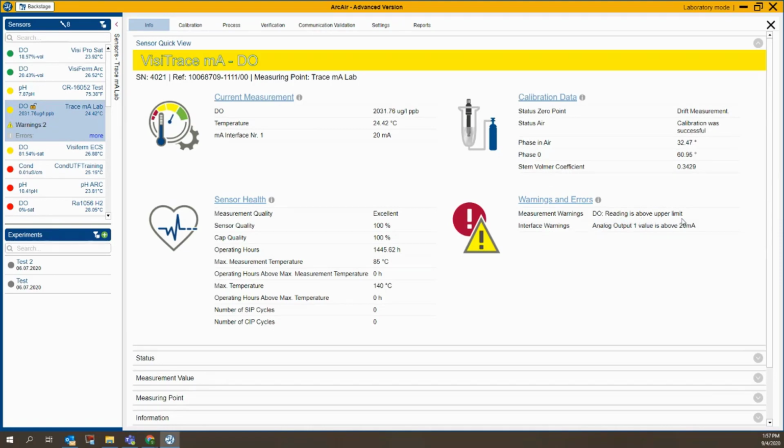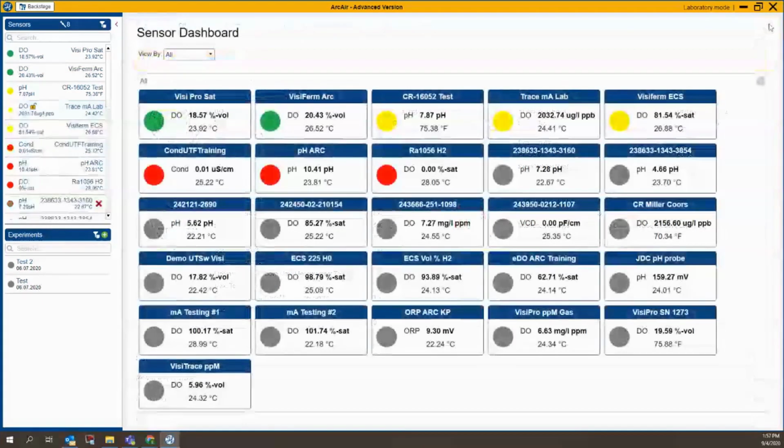DO reading is above the upper limit. It's also telling me my analog output is well above the 20 milliamp limit. And this simply means that the trace level sensor cannot measure at such high oxygen levels. So that's a common error message you see with the VisiTrace. Once you put it back into your process, which has low oxygen, it'll start reading correctly and go green.